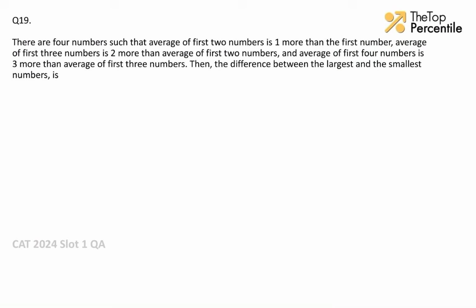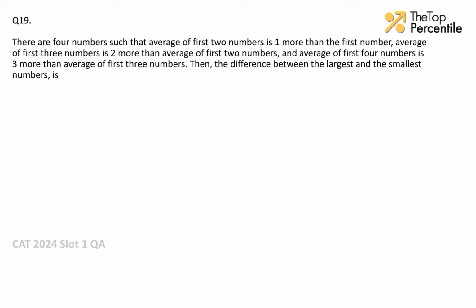Question number 19. There are four numbers such that the average of first two numbers is one more than the first number. Average of first three numbers is two more than average of first two numbers, and average of first four numbers is three more than average of first three numbers. Then the difference between the largest and the smallest numbers is, okay, fine.